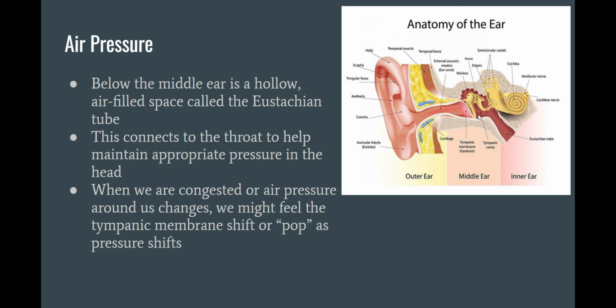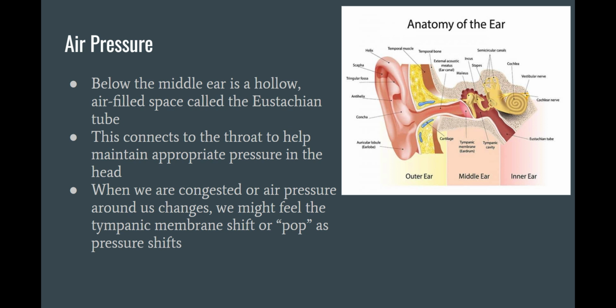But I want to direct your attention to this dark red hollow space where the ossicles are housed, and this tube that goes down and to the right in this graphic. So that hollow space is called the eustachian tube, and it is an air-filled space. It connects at this bottom end. Eventually it connects to the back of the throat. And so as we breathe and as we eat and as we talk, there's air constantly flowing in and out of our mouths and in and out of this eustachian tube, and it helps to kind of maintain air pressure within the skull.